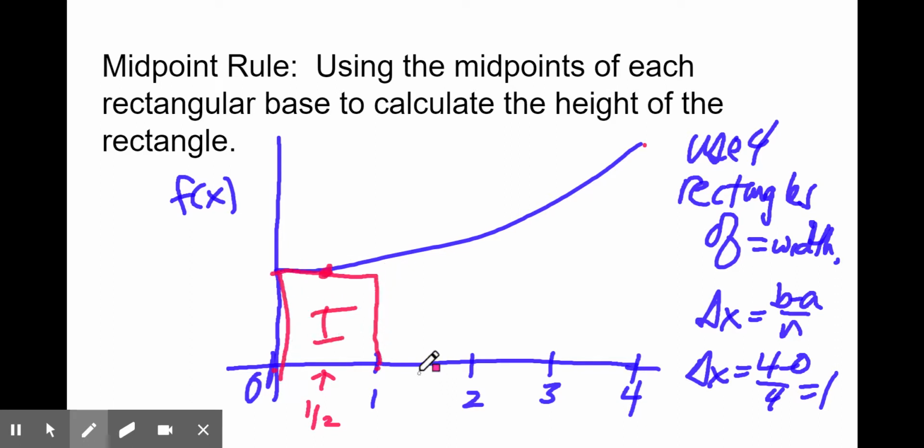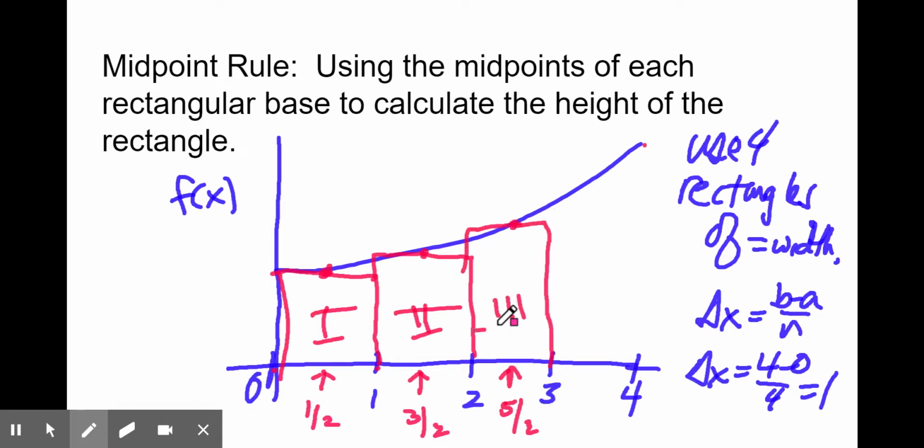That's rectangle number 1. Then we go over to 3 halves, put your point there, and draw across this way. That's rectangle 2. Now you go to 5 halves, between the 2 and the 3, the midpoint, and draw across. That's rectangle 3. And then finally, you go to 7 halves, go up, draw across, and that's rectangle 4.